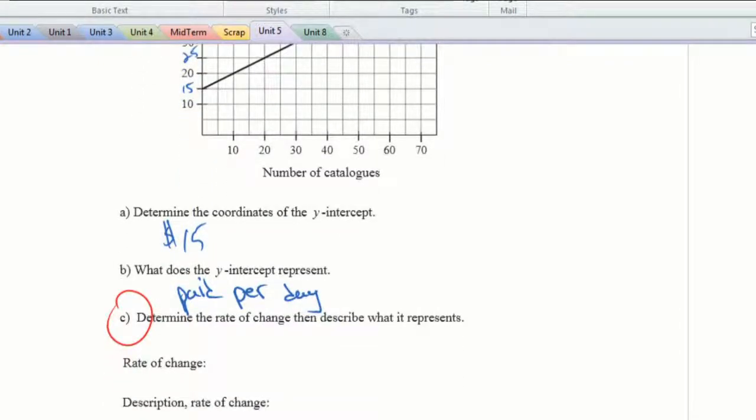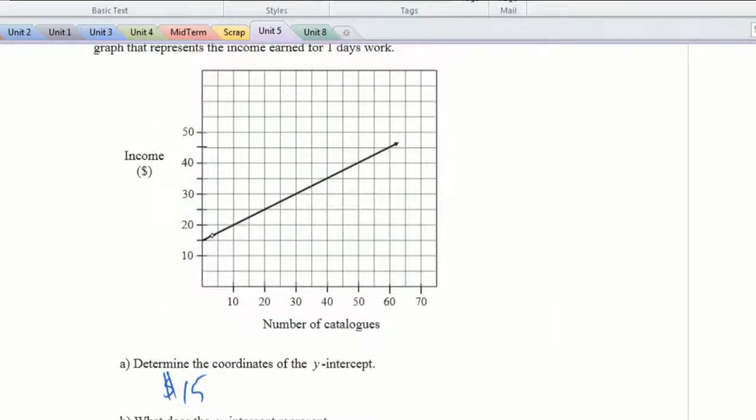You deliver some catalogs. The rate of change is going to be a fancy way of saying slope. So what is the slope? Okay, let's pick some points. Now I'm going to try to pick points that go through perfect grid points. I could use one here, or I could use one here. Doesn't really matter where you pick. Let's go with maybe 30 and 30. That's going to make the math perhaps a little bit straightforward. So I've got these two red circles, and I'm trying to figure out my slope or my rate of change.